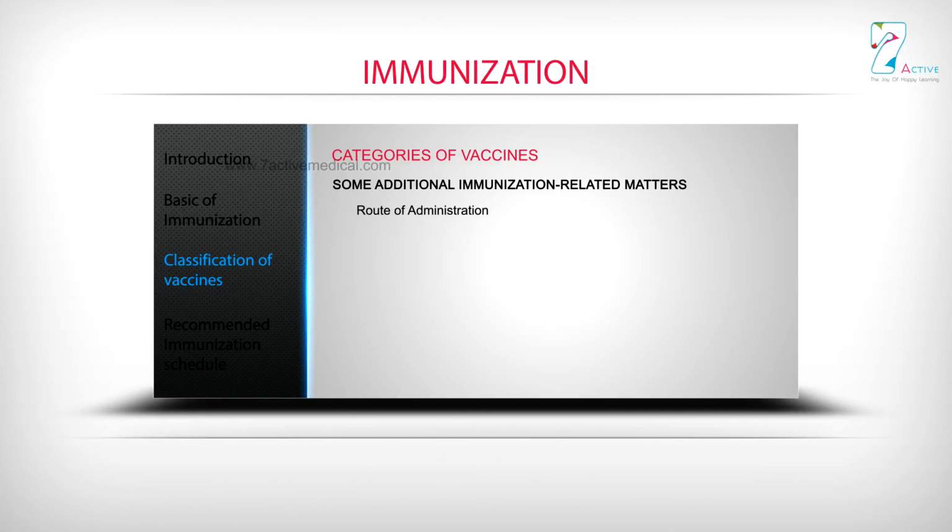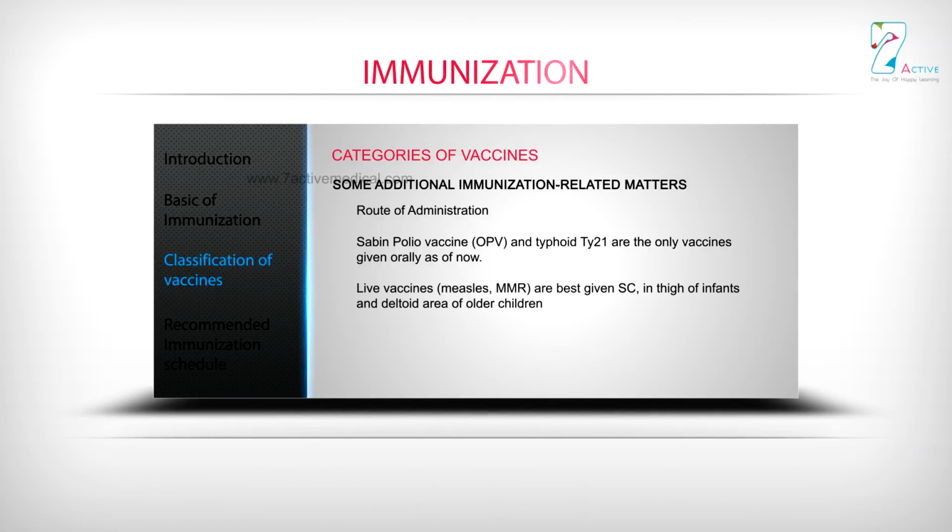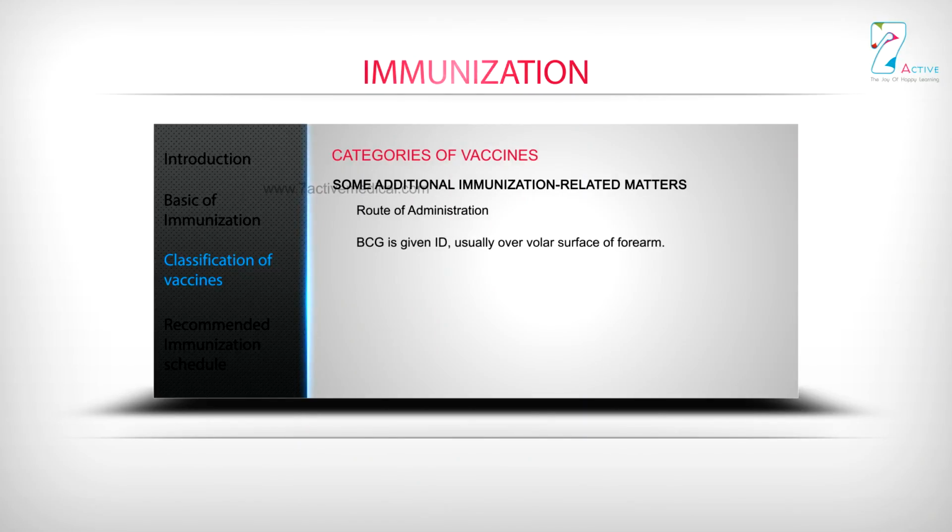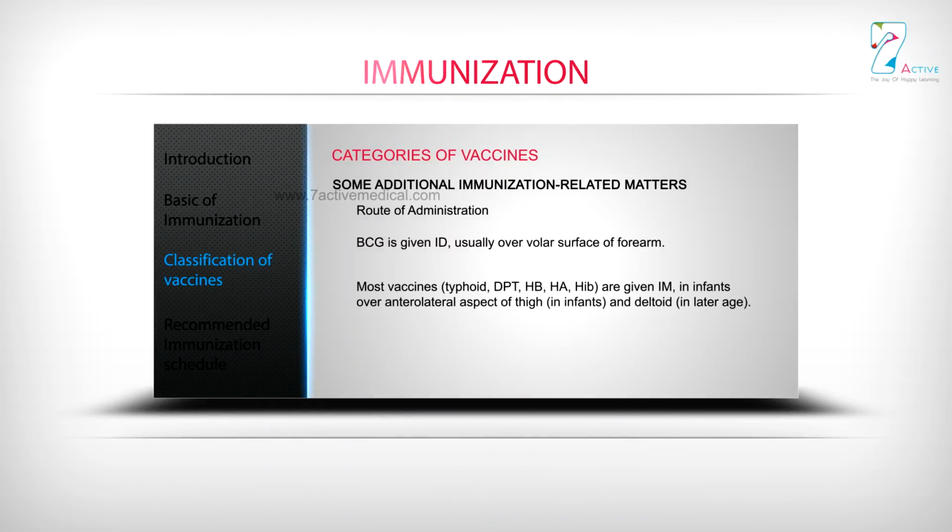Route of administration. Sabin polio vaccine, OPV, and typhoid Ty21 are the only vaccines given orally as of now. Live vaccines, measles, MMR, are best given SC in the deltoid area of older children. BCG is given ID, usually over volar surface of forearm. Most vaccines, typhoid, DPT, HB, HA, HIB, are given IM over anterolateral aspect of thigh in infants and deltoid in later age.